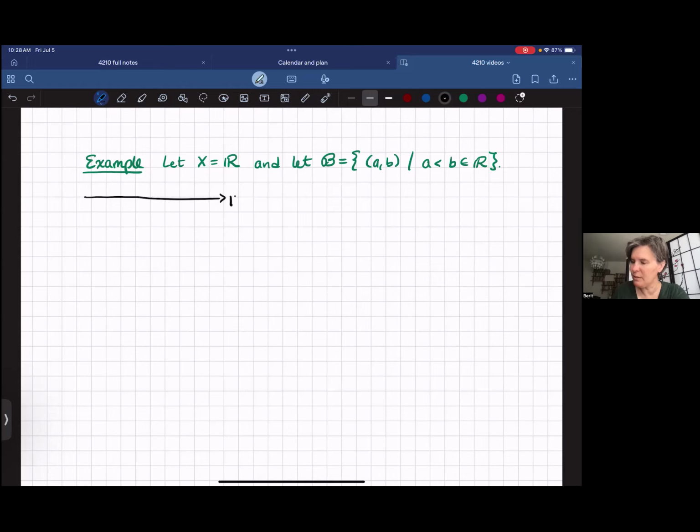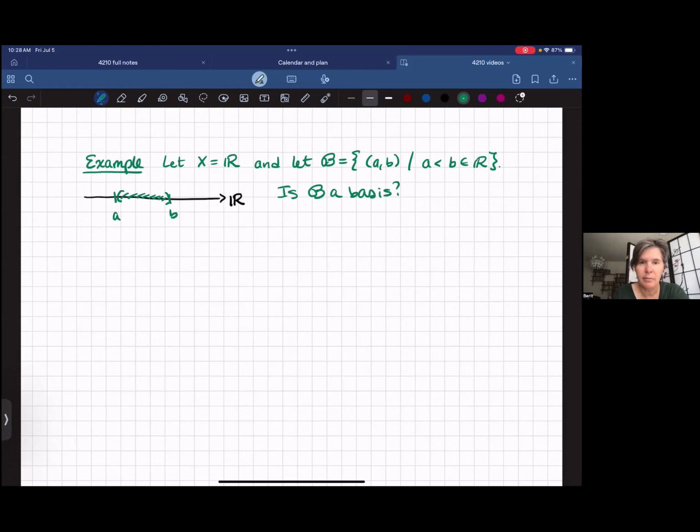This is my space R. And my basic open sets look like, if here's an A and here's a B, they're the points that go from A to B with open parentheses, okay? So not including the endpoints, A to B. All right, so first of all, let's think about, does this satisfy the definition of basis? So is B a basis?